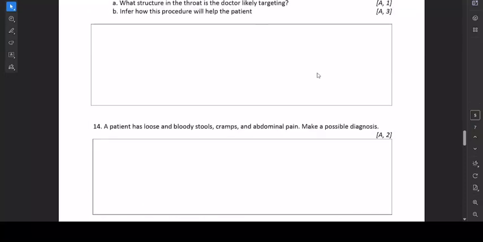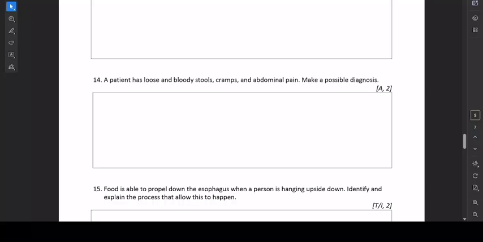A patient has loose and bloody stools, cramps, and abdominal pain. Make a possible diagnosis. Remember, this is only 2 marks. No matter what you diagnose, as long as you can justify it, I'm going to give you these 2 marks very generously. Because hey, I'm a very generous person, and this is not one of the most important questions. It's a diagnosis. It tests how much you understand the diseases, but it's not that necessary. Obviously, I don't expect all of you to become doctors at the age of 17, 16, 15.